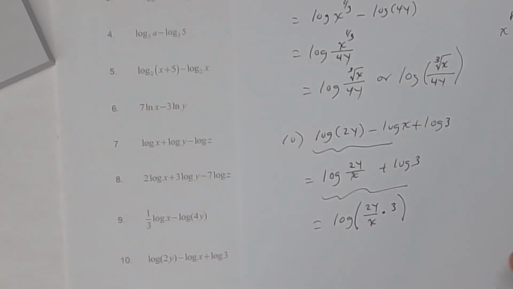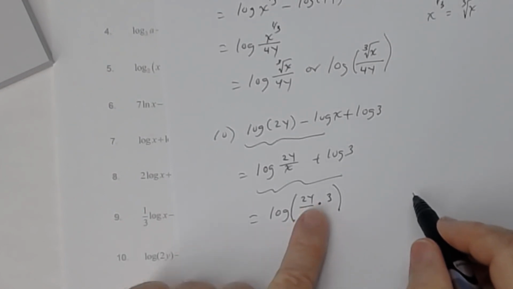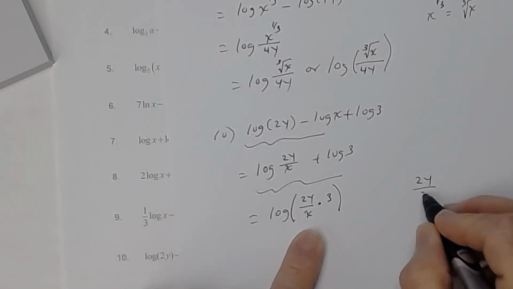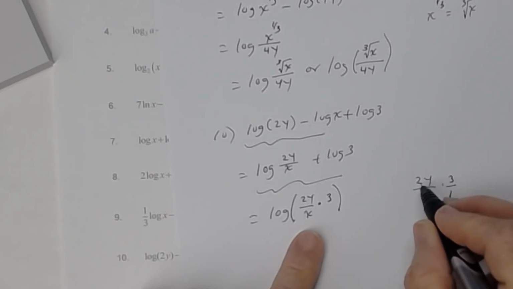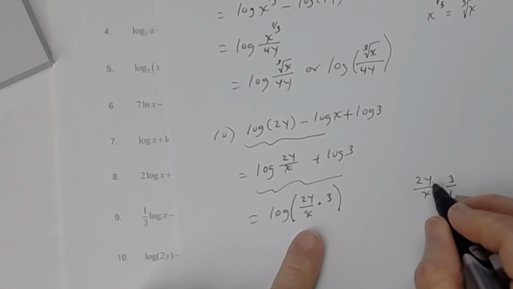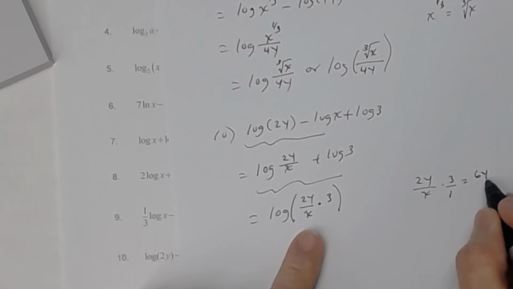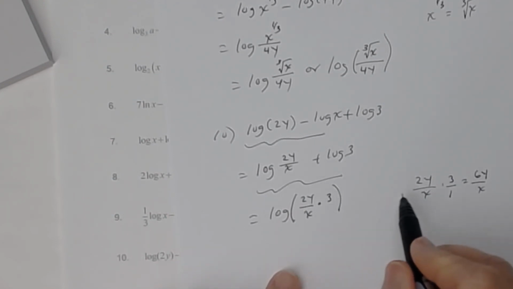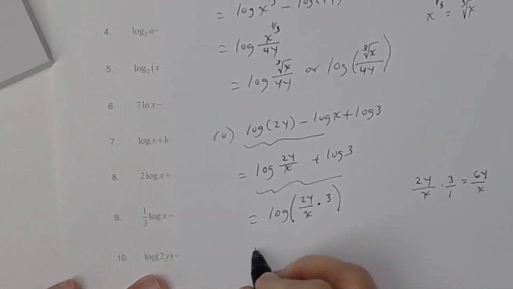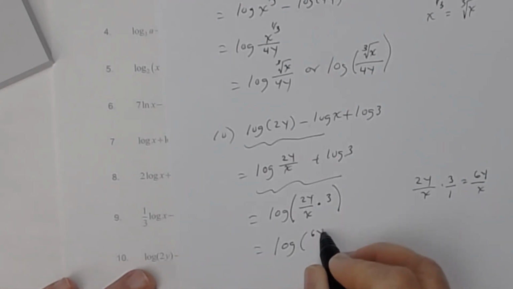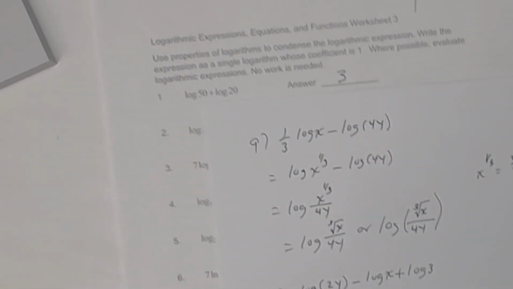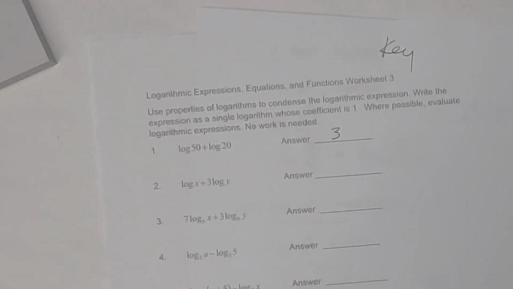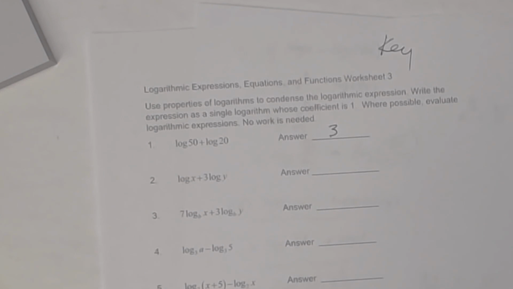So let's go off to the side and think about what this part is. 2y divided by x times 3. I can write 3 as 3 divided by 1. And notice I'm going to multiply the numerators together. 2 times y times 3 is 6y. And then x times 1 is x. So this right here becomes 6y divided by x. So the answer is the log of 6y divided by x. All right, so that was it. So that is the key to the worksheet on condensing log expressions.